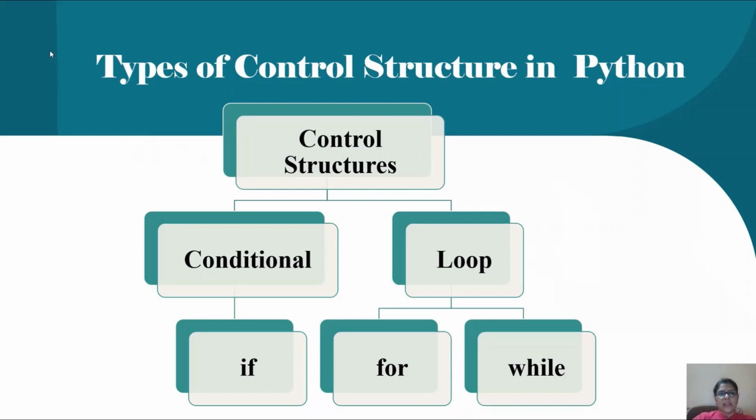So let us now understand the various types of control structures available in Python. Python allows two types. One is the conditional construct, the other is the loops. Conditional constructs are covered under the if statement, and the loops have the for and while loop.